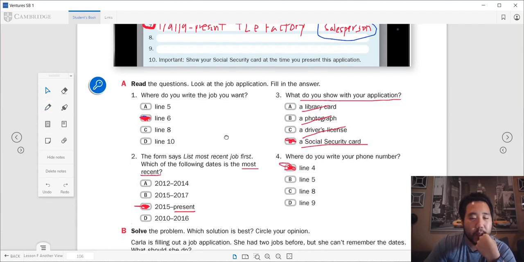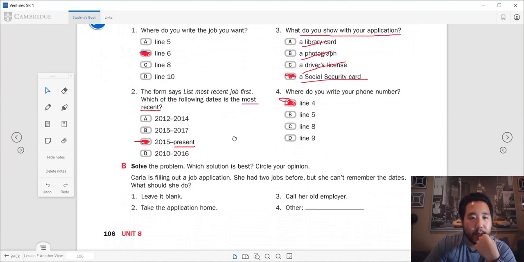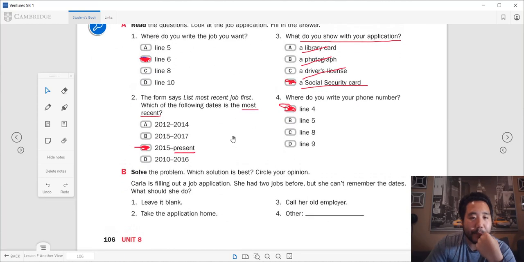And now, exercise 1B. Solve the problem. Which solution is best? Circle your opinion. Carla is filling out a job application. She had 2 jobs before, but she can't remember the dates. What should she do? 1. Leave it blank. 2. Call her old employer. 3. Take the application home.